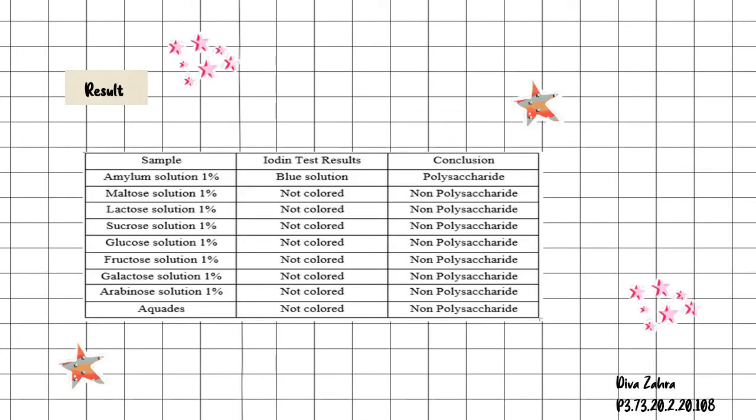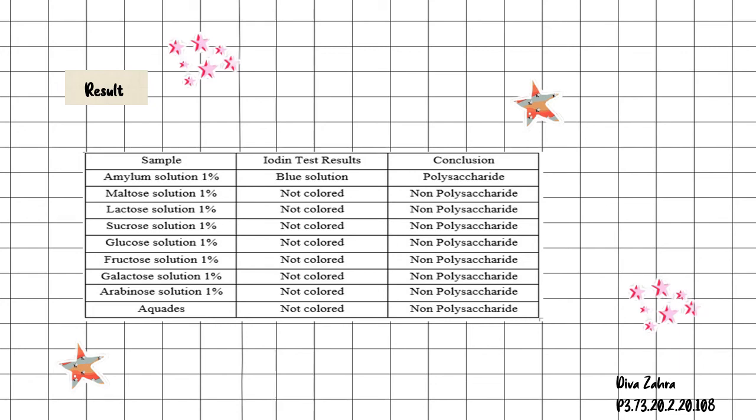And so, this is the result. You can see the sample, the iodine test result, and the conclusion. 1. Amylum solution 1%. The iodine test result is blue solution, so the conclusion is polysaccharide. 2. Maltose solution 1%. The iodine test result is no color, so the conclusion is non-polysaccharide. 3. Lactose solution 1%. The iodine test result is no color, so the conclusion is non-polysaccharide.